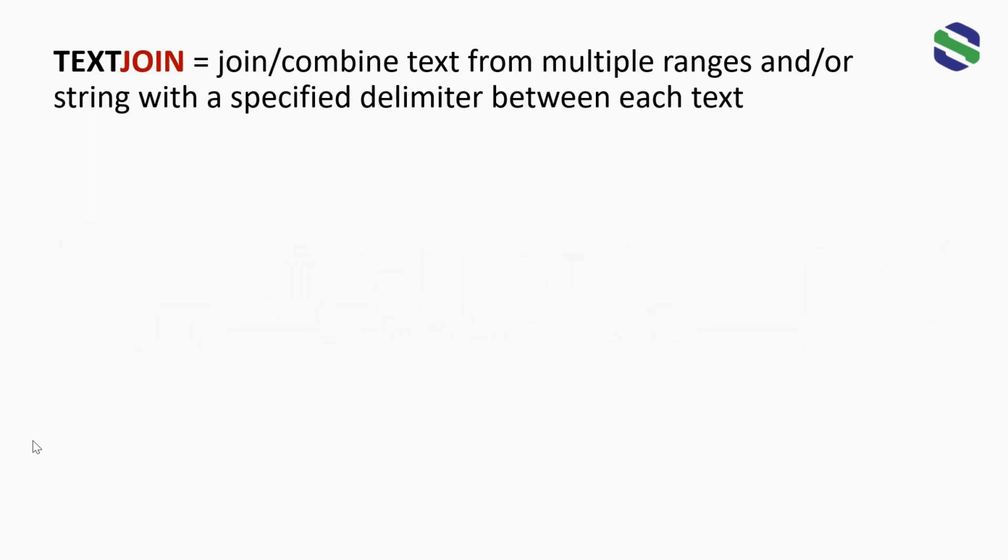Specifically, the TextJoin function helps to join text from multiple ranges or strings with a specified delimiter between each text. What do we mean by this? Not only do we want to join or combine several text strings together in a range, but we also want to include a text string in between them. That is why the TextJoin function is a very good function that can help us achieve this purpose, unlike what we have when we are using the concat function.